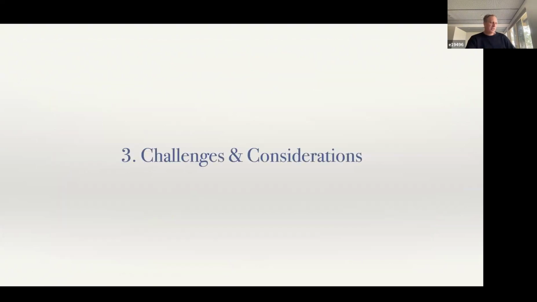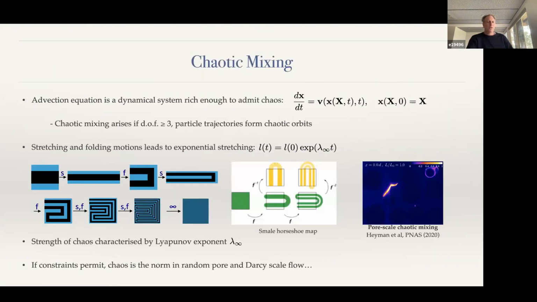So the challenges and considerations that we have is, how do we house all of these dynamics into a single coherent framework? Some of the things we need to consider is chaotic mixing. So what is chaotic mixing? Essentially, it's a recognition that the advection equation under certain circumstances is a dynamical system.